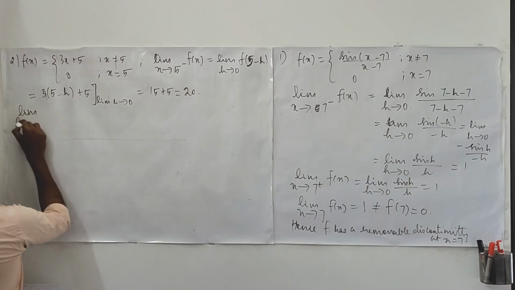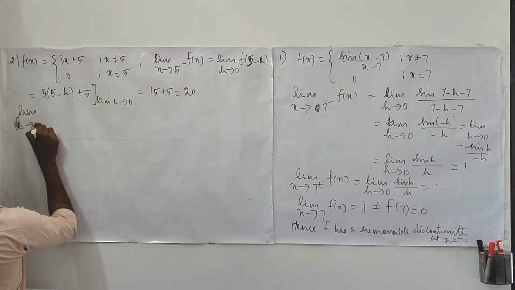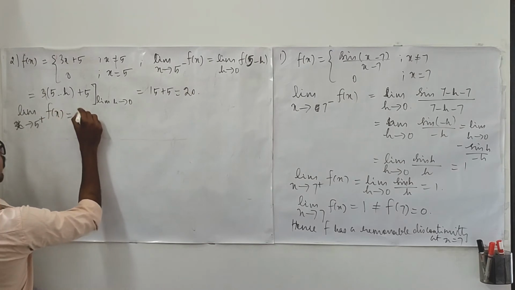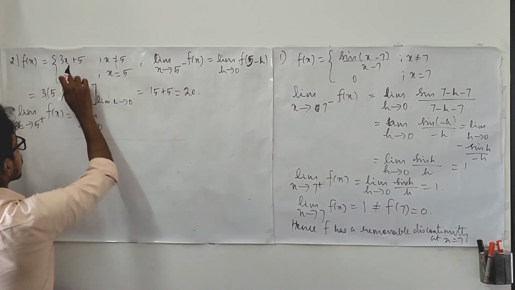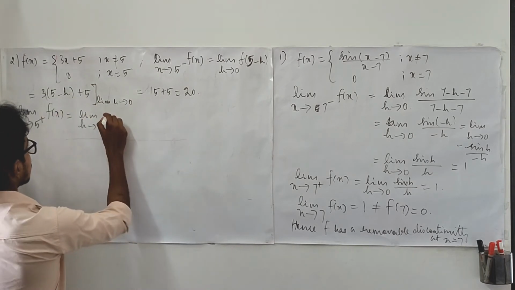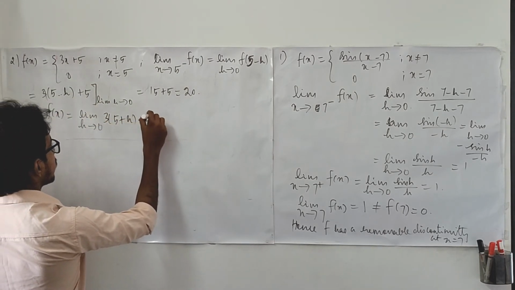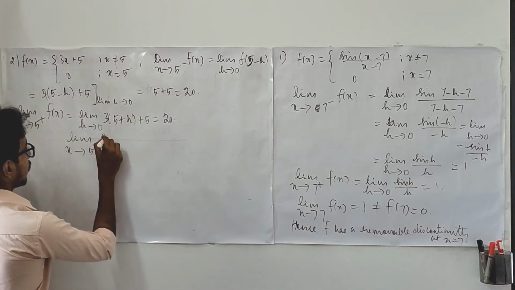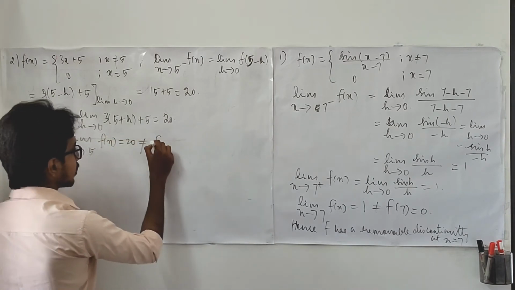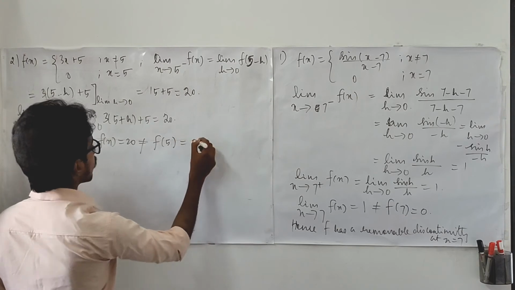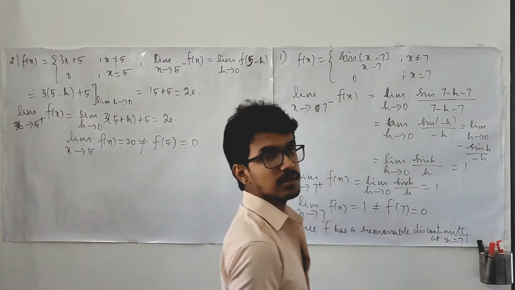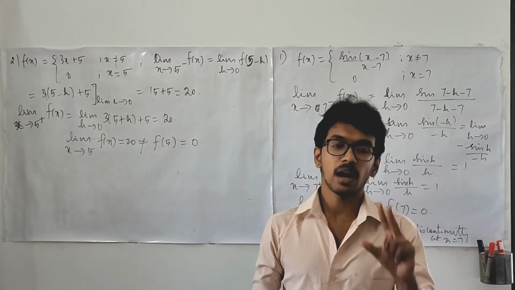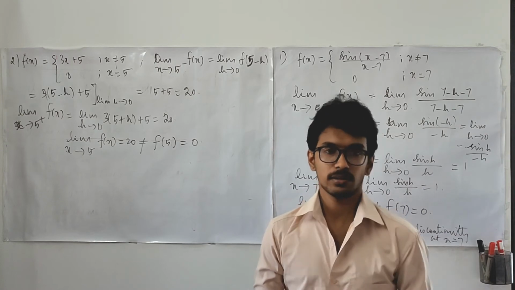Similarly, when x approaches 5 plus, it is going to be limit h approaches 0, and in the place of x we substitute 5 plus h, giving 3 times 5 plus h plus 5, which is also 20. Therefore, limit x approaches 5 of f of x is 20, which is not the same as f of 5, which is 0. Hence, this function also has a removable discontinuity at x equals 5. At all other points, it turns out to be continuous, right?